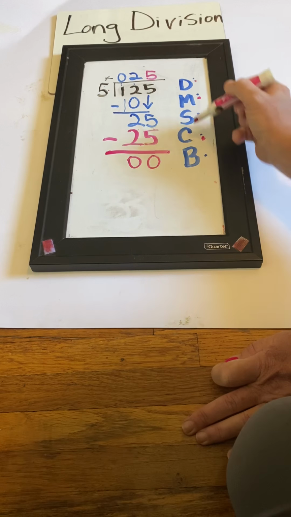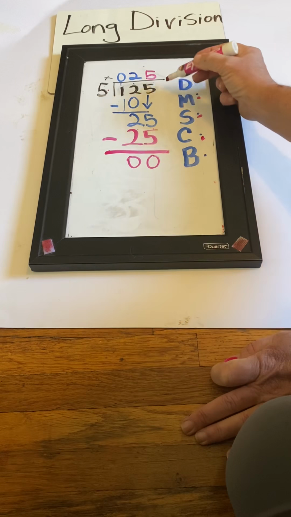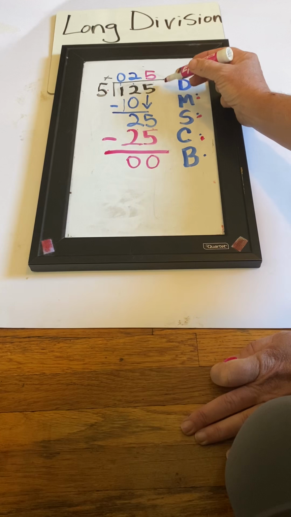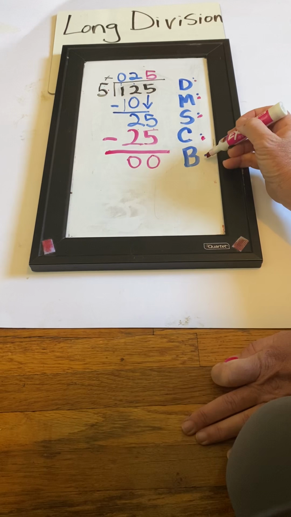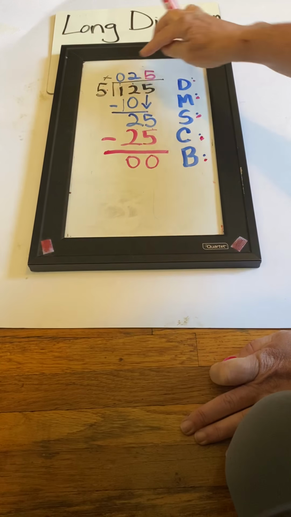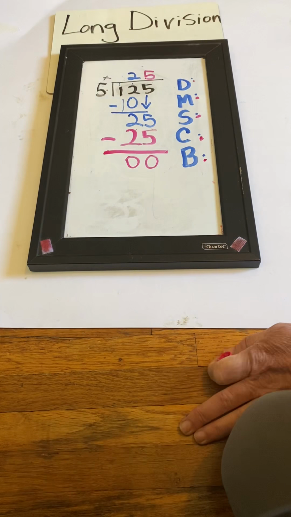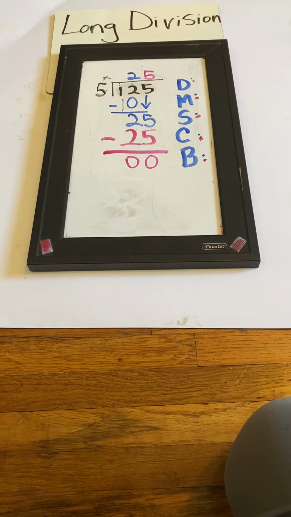Now bring down. There's nothing here. So am I done? I am, because there's no more numbers. So I can't bring anything down. That means I'm done with my problem. And my answer is 25. You could erase that placeholder if you wanted to and visualize it better that way. The answer is 25. This is how you do long division.